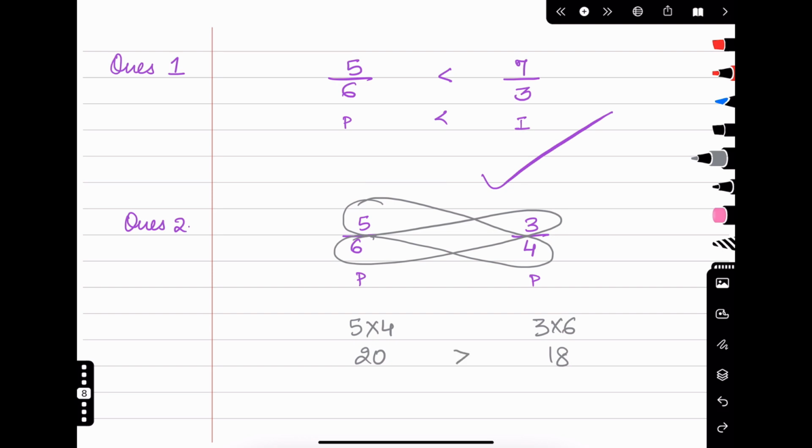What is 4 into 5? 20. 3 into 6 is 18. 20 is greater, the left number is greater, so on top also the left fraction will be greater. One more question.